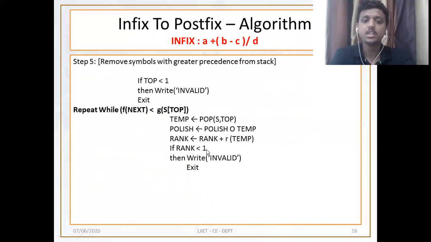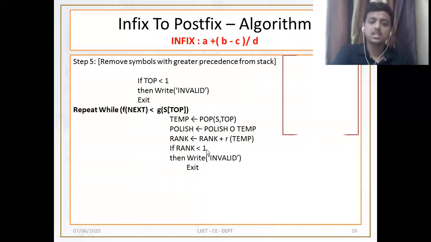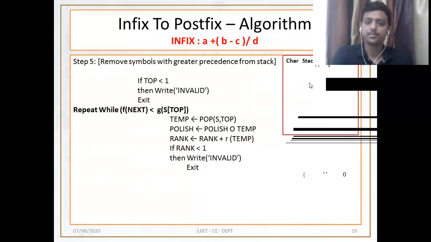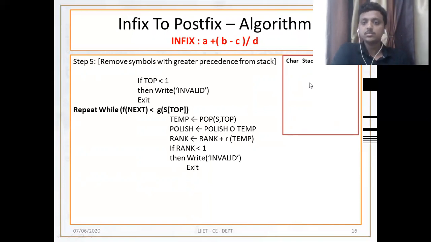Now, the next step is how the steps will be executed. Wait for a minute. Let me just move my camera screen a little bit. Okay, fine. See, here, if in the stack we have the opening bracket, this is our first condition. Put the opening bracket, initialize the reverse string and rank. Now we get the next, A.